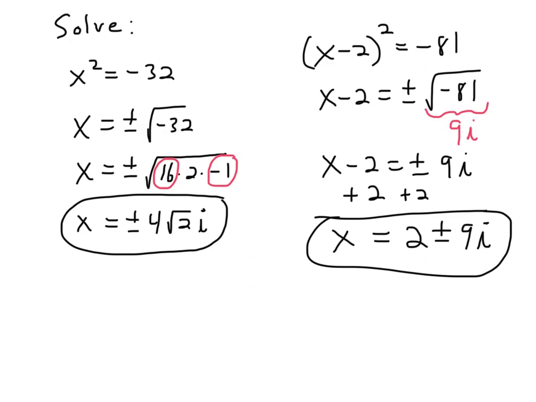And notice the solutions here are actually complex numbers. They're of the form a plus bi, where a is 2 and b is either 9 or negative 9, depending on whether you use the plus or the minus. So there's complex solutions here. And these solutions here are imaginary solutions because there's just a bi.